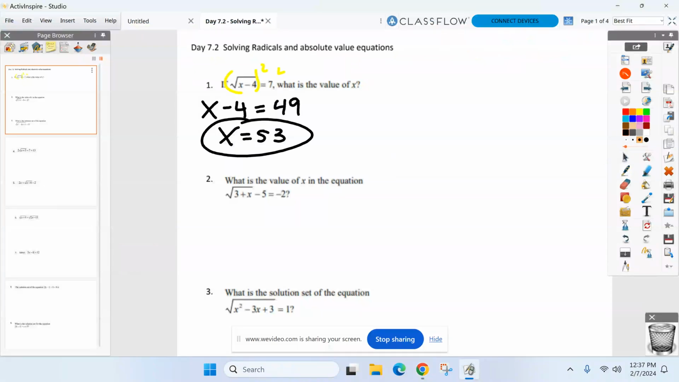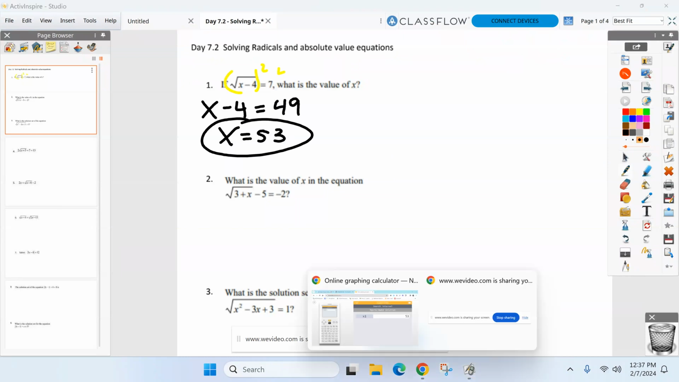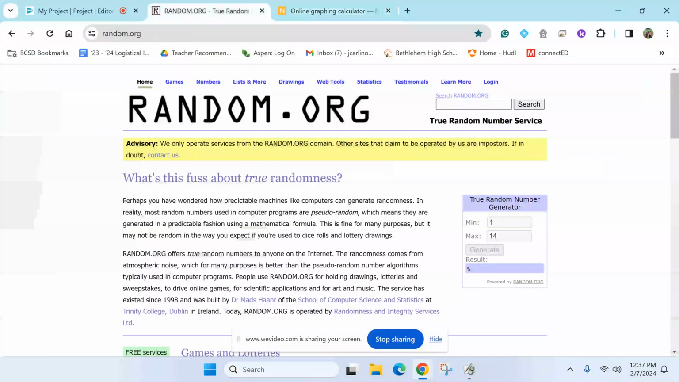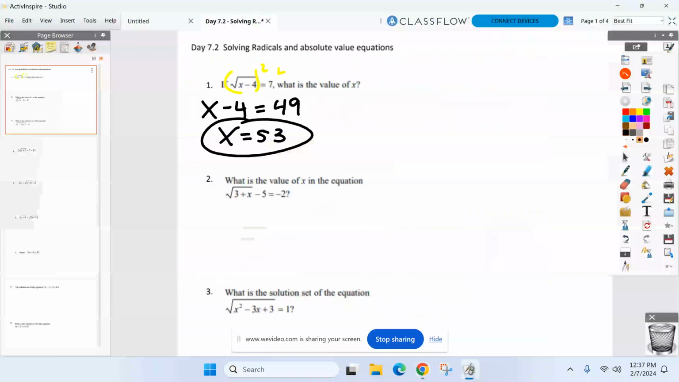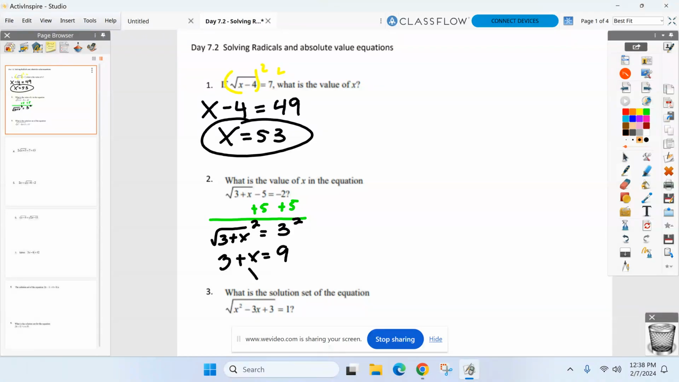All right, I'm going to turn this over to you guys. Not ready to square yet. What do you want me to do first here? Not ready to square yet. Like hearing from you guys. Shoot, Ethan, what do we got to do first before we square anything? Yep, move that 5 over. So we get square root of 3 plus x equals 3. And then now we can square both sides. Equals 9. X equals 6.